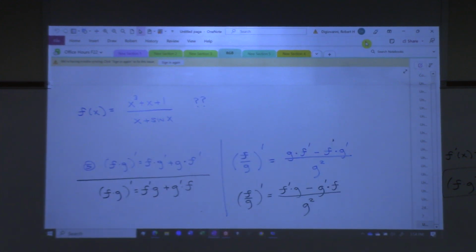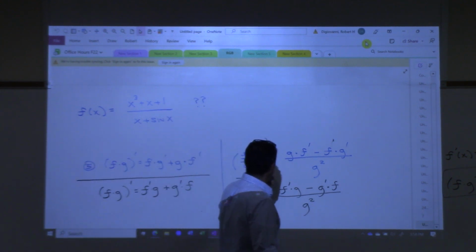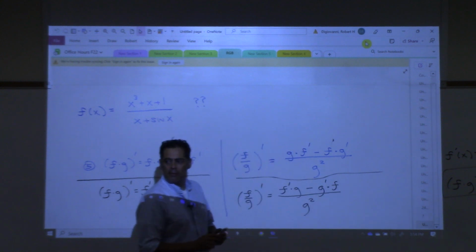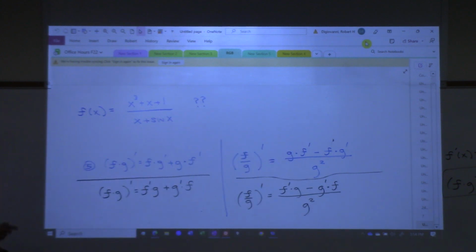Anyone want to look at those versions and maybe take a guess as to why I like the way I do it as opposed to the book's? Do you see? Quotients are always what?